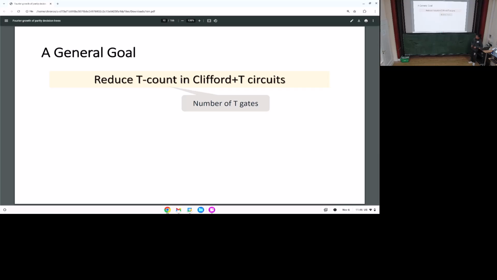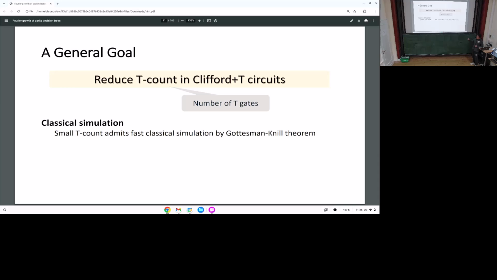So a general goal in quantum circuit synthesis regarding this special Clifford plus T circuit is to reduce the T-count, that is, the number of T-gates. Why is this interesting or important? First, due to classical simulation, as we saw in the previous slide, if you have a small number of T-gates, then you can use the Gottesman-Knill theorem for a faster classical simulation. So if you don't have a quantum computer, don't worry, you can still simulate it.